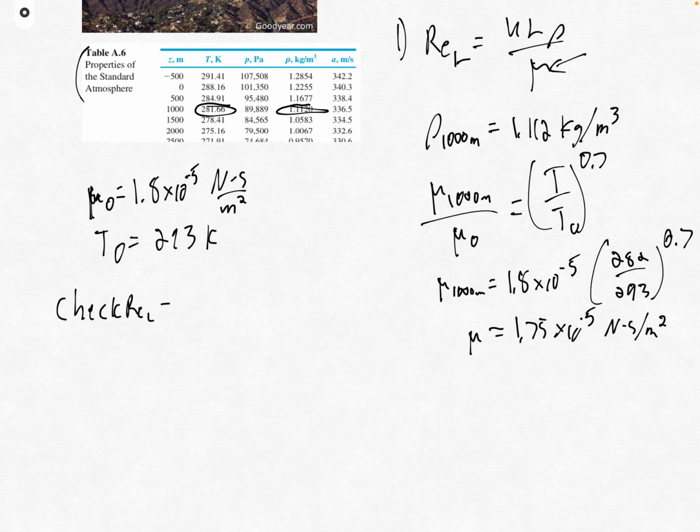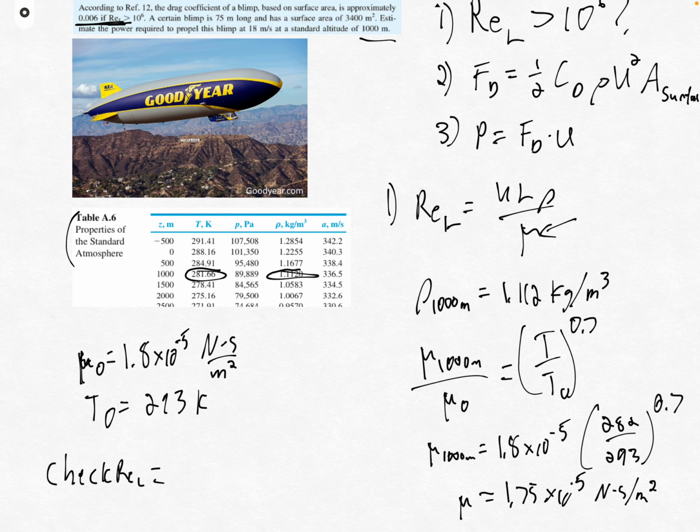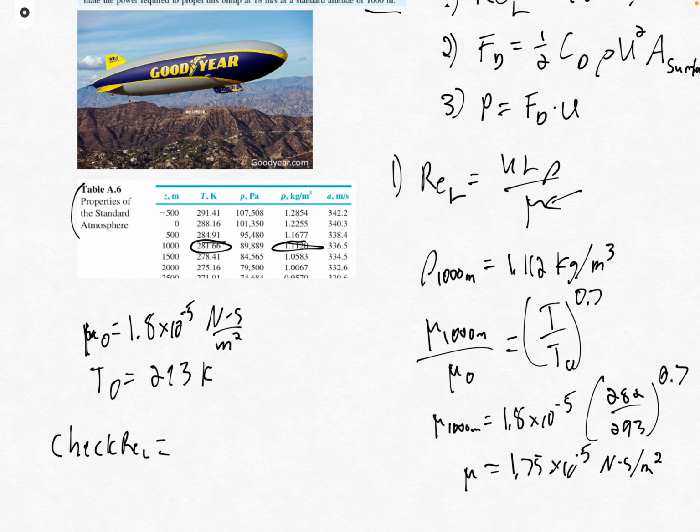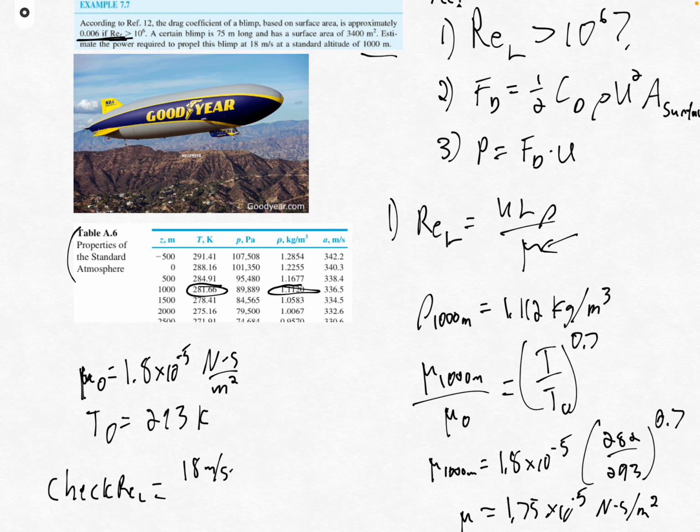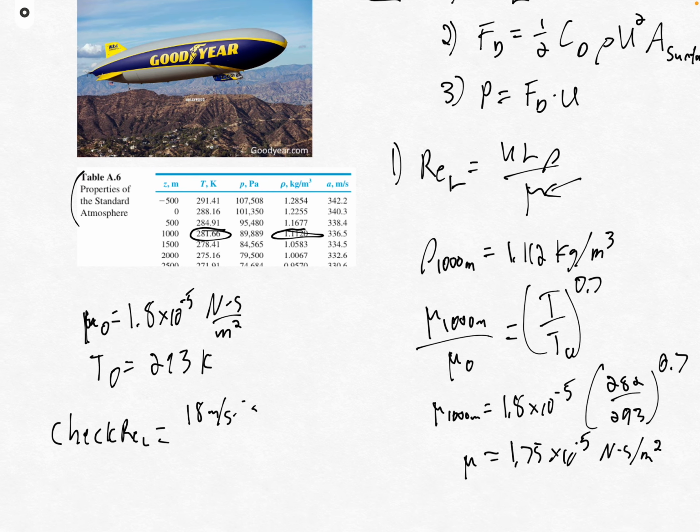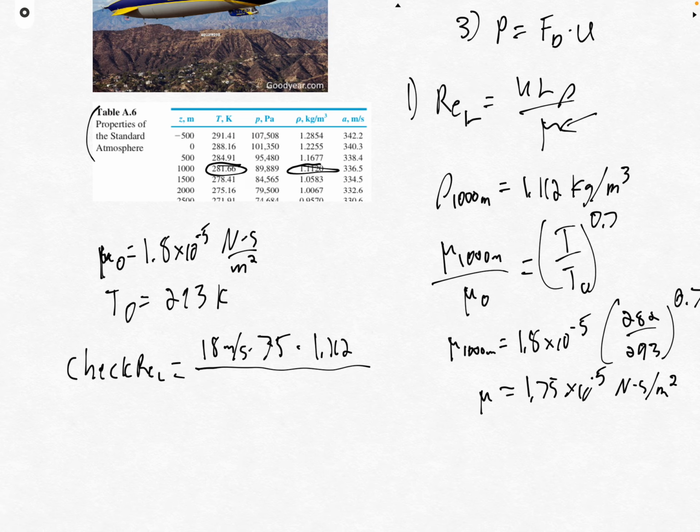REL, and this is going to be equal to our velocity of 18 meters per second. Our length is 75 meters. Our density is 1.112, assuming everything here is in SI units because we've been working in SI. And our viscosity 1.75 times 10 to the minus 5. Don't forget the exponent there. That's really important. I know I've seen that happen a few times.